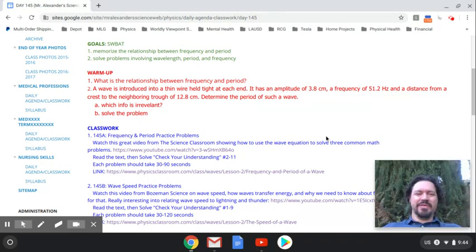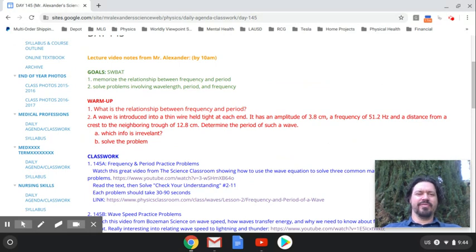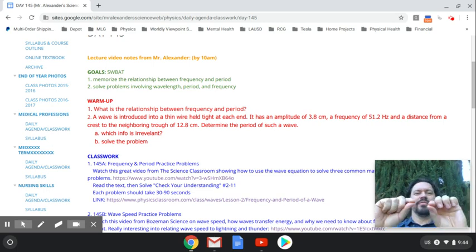So, frequency and period and wavelength and solving problems involving those things. Those are the goals, right? That you memorize the relationship between frequency and period, and that you realize that when the waves come by more often, the time period for each wave is shorter, and vice versa. When a wave is wider and moving slower, they come less frequently, less often.